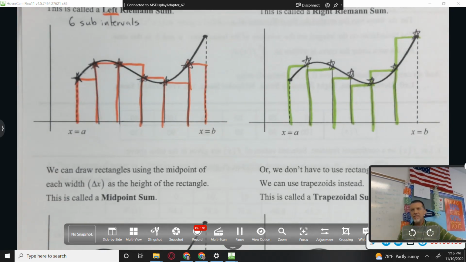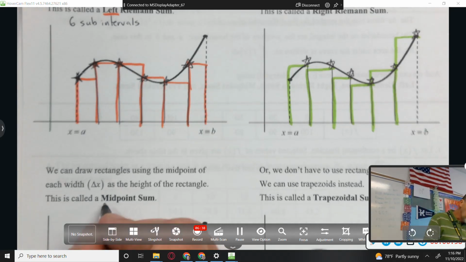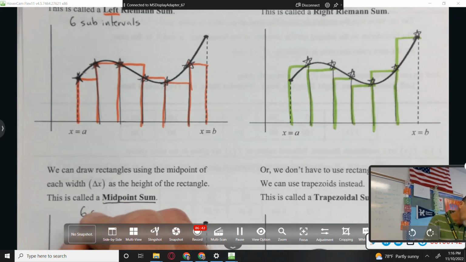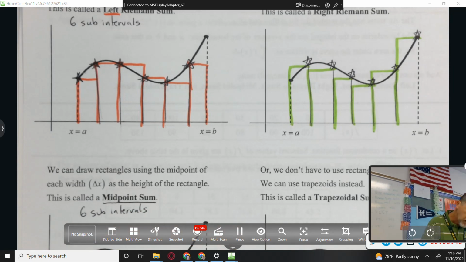Does that make sense? The names are supposed to make sense. Come from the left for a left Riemann, come from the right for a right Riemann. We can also do a midpoint sum. Let's again use 6 subintervals. So again, cut it in half and then cut it in thirds.